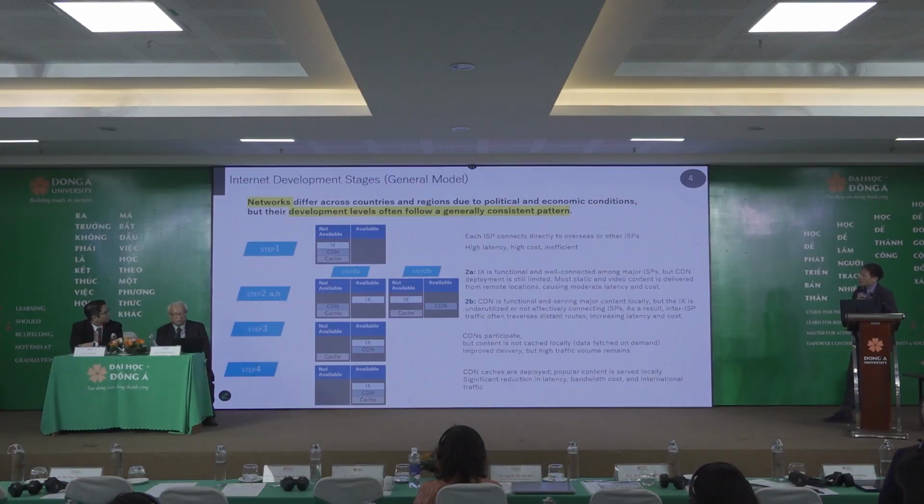Internet development stages: network development levels often follow a generally consistent pattern. Step 1 is no IX and no CDN cache systems. Step 2, IX or CDN available. Step 3, IX and CDN available. Step 4, all available.